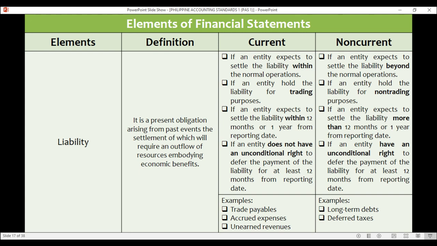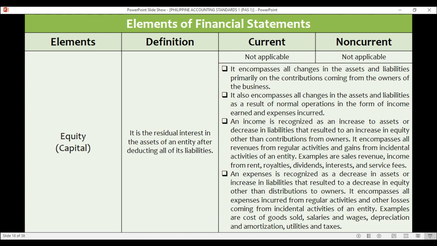Okay, so for the equity or capital, actually equity or capital is the residual interest in the assets of an entity after deducting all of its liabilities.